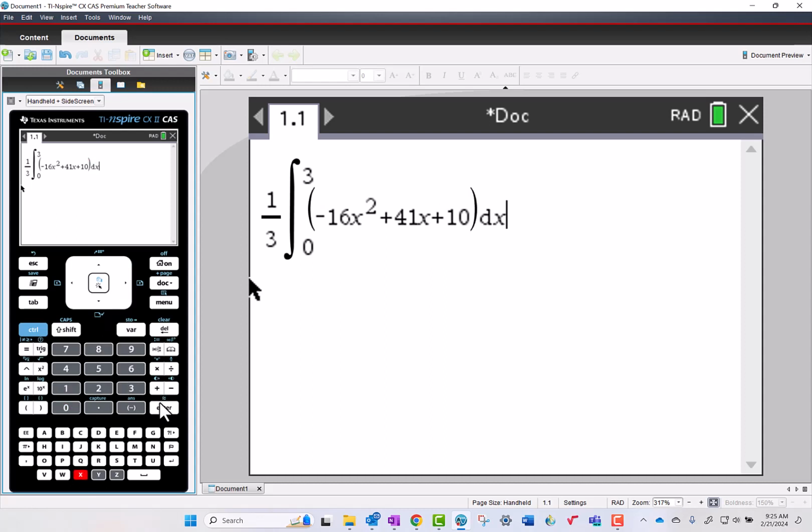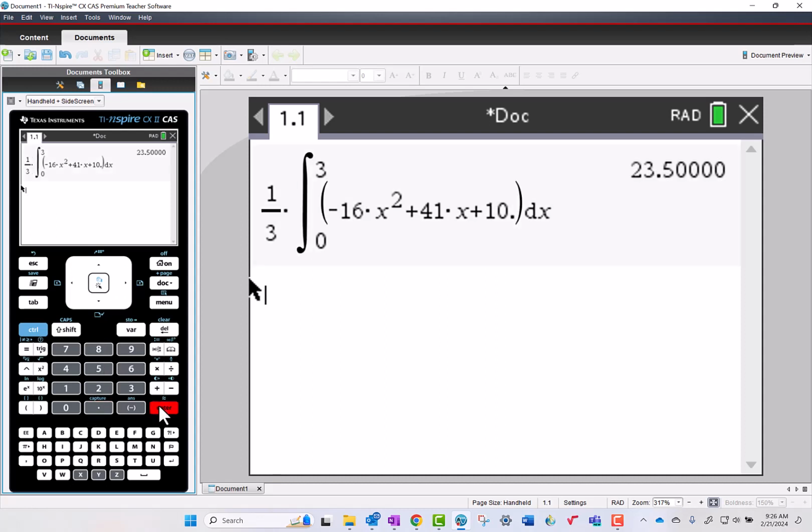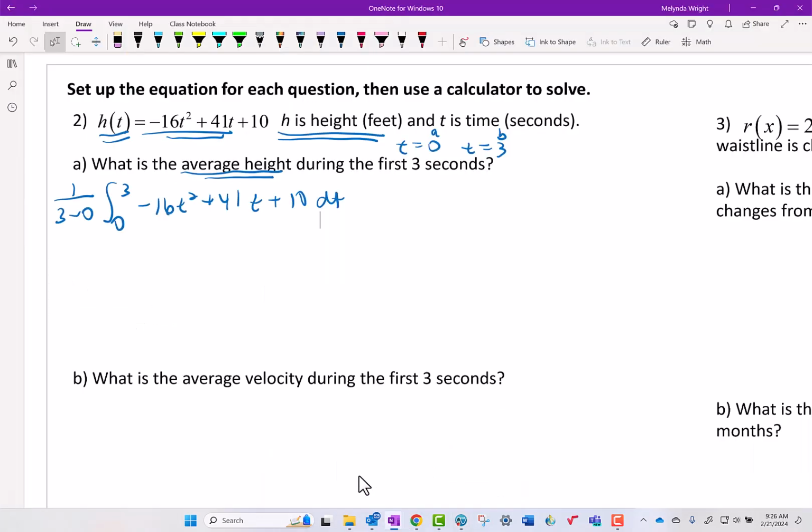All right, so we'll let that go. And I don't want a fraction, so let me put a decimal somewhere. I want to put a decimal right there so it gives me a decimal. Okay, 23.5. All right, so we've got 23.5, or we'll just put it in decimals, 23.5.